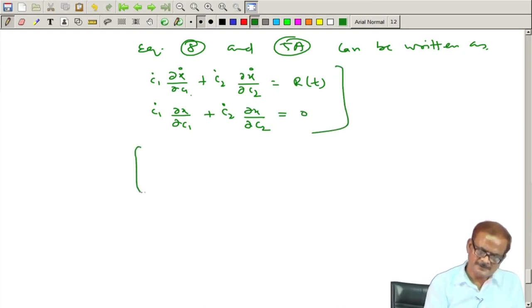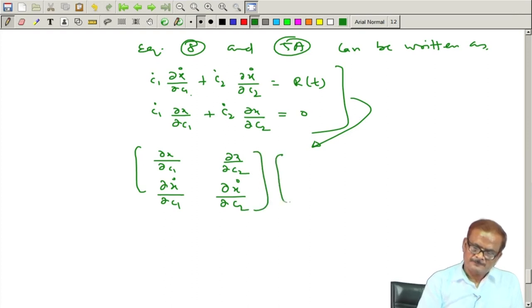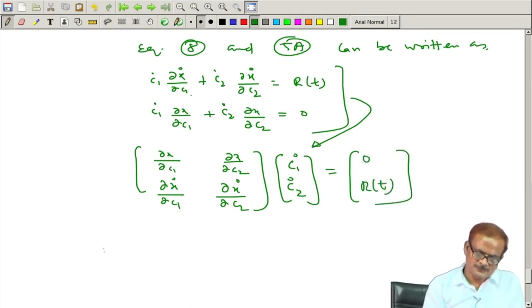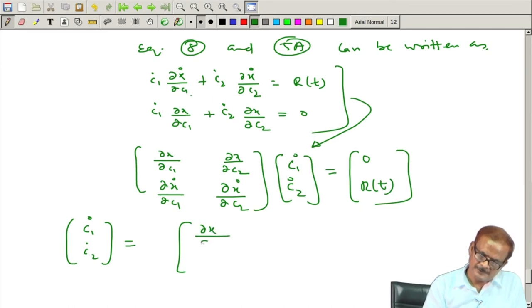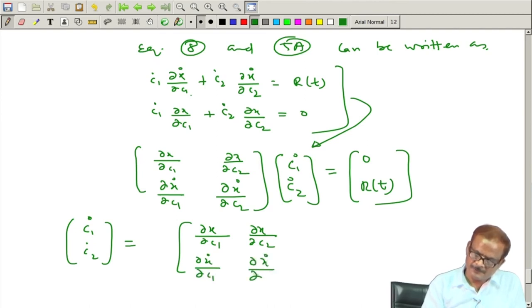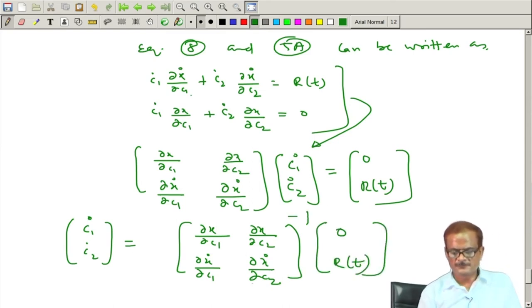And in the matrix format we can write this as dou x dot by dou c 1, or let us write first the lower equation. So, this can be written as dou x by dou c 1 and dou x by dou c 2, and then the upper one dou x dot by dou c 1, c 1 dot c 2 dot, this equal to 0 R t. The solution to this matrix equation can be written as c 1 dot c 2 dot equal to dou x by dou c 1, dou c 2, dou x dot by dou c 2 times 0 R t with inverse here. So, we have to just take the inverse of this part.